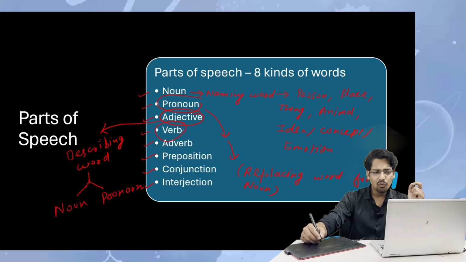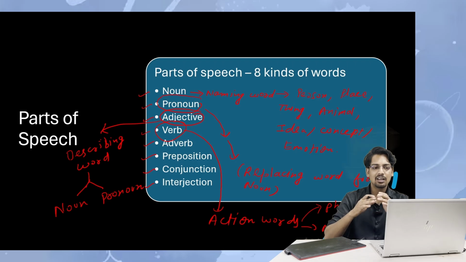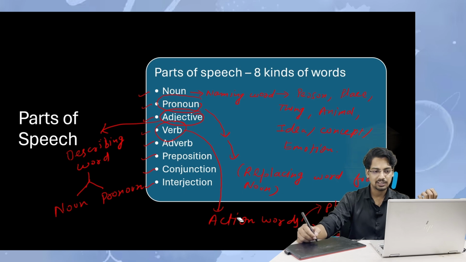Verb. What kind of word is a verb? Verb is an action word that you do every day. Action words are of two types, that is physical actions and mental activities. Whatever you think, whatever is in your mind, actions are going on in your mind whenever you think. Now let me erase these things.